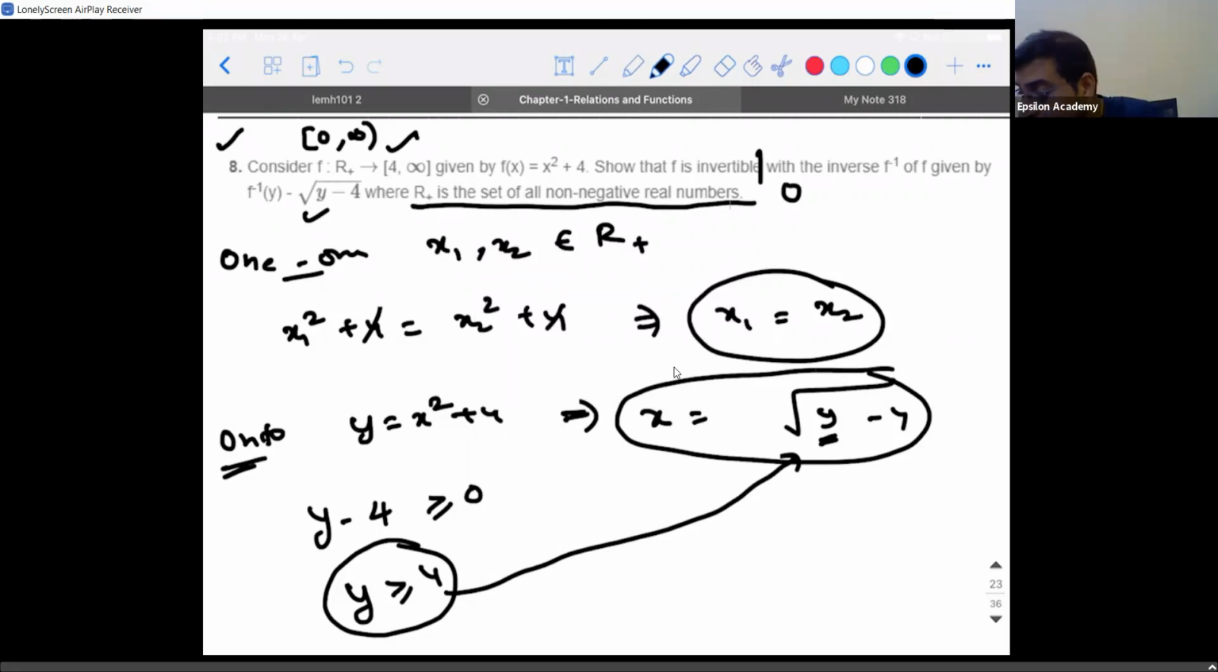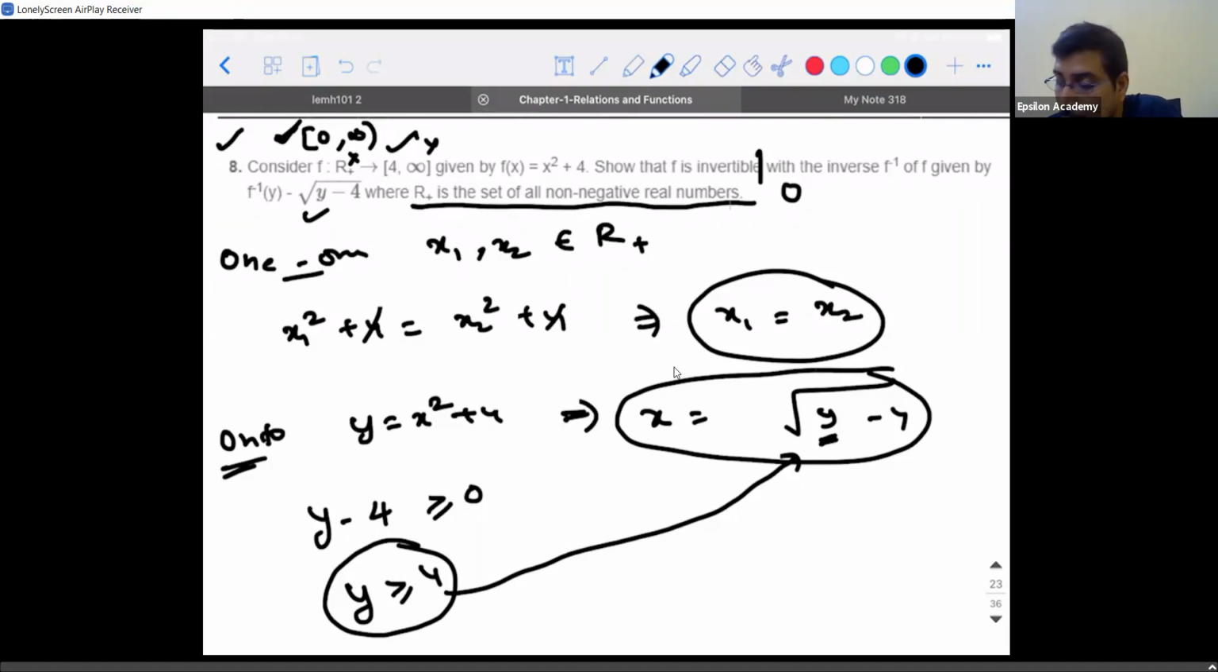You should see why you're getting confused. You should not take 0 to infinity. So for y, the minimum value is 4, but for x it will be 0. When you substitute y is equal to 4, what is the value of x you're getting? It will be 0.